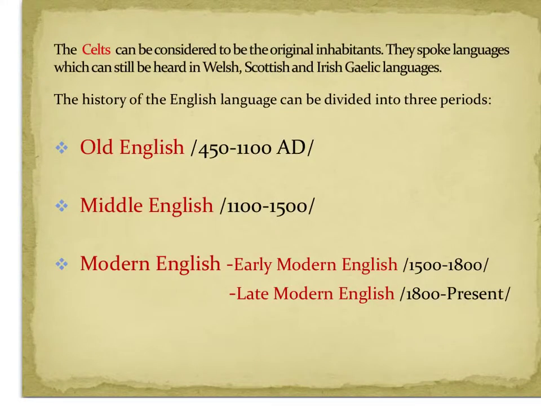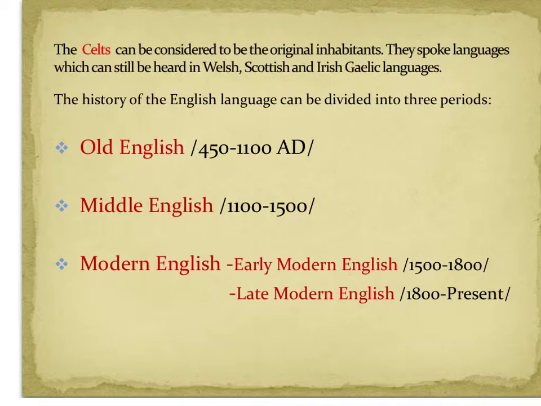The history of the first settlements in the British Isles is a matter of long-lasting disputes. The origin of the peoples living there has been a controversial issue as well. However, the Celts can be considered to be the original inhabitants. They spoke languages which can still be heard in Welsh, Scottish and Irish Gaelic languages.